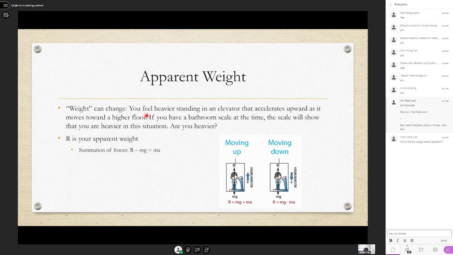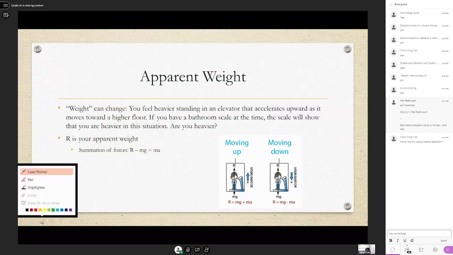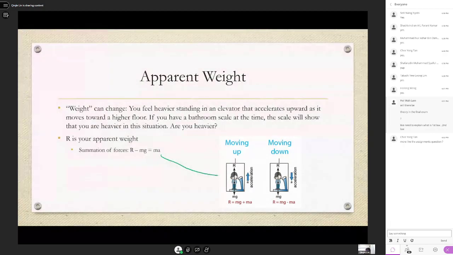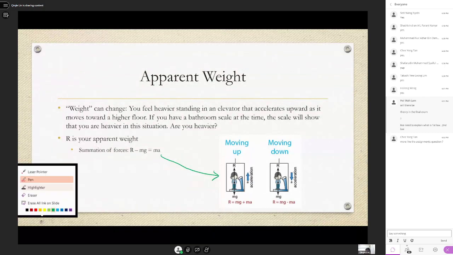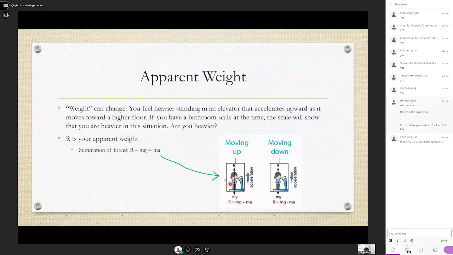So if you draw a free body diagram, let's say you are here, accelerating upwards. The forces you have are the weight pointing down, and because you are on the lift surface, there will be a reaction force pointing upwards. So the summation of forces refers to this case. The other case, never write out. So R minus mg must equal ma.